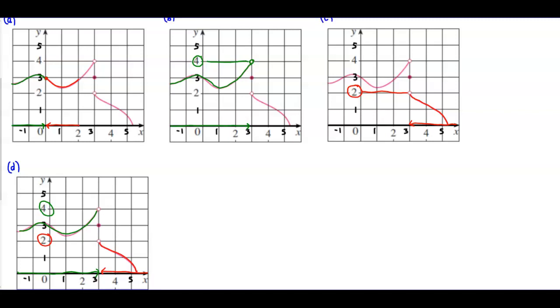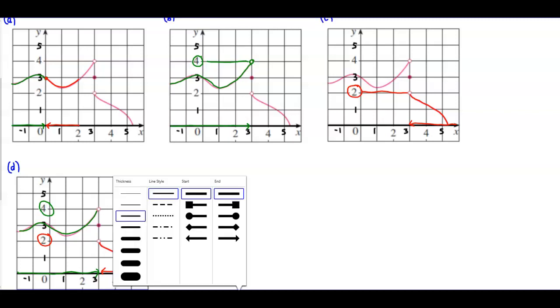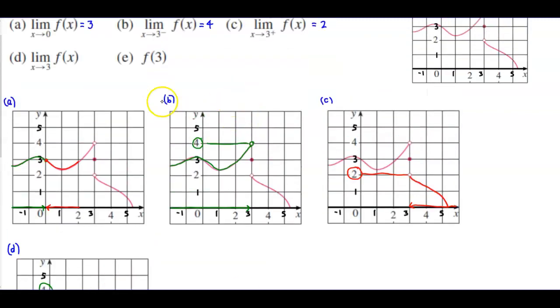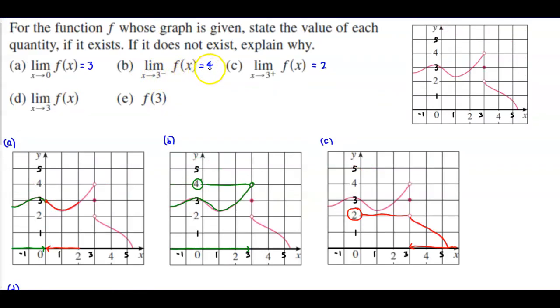So what that means is, because the limit in part B is equal to 4 and the limit of part C is equal to 2, they're not equal to the same thing. So therefore, this limit does not exist.